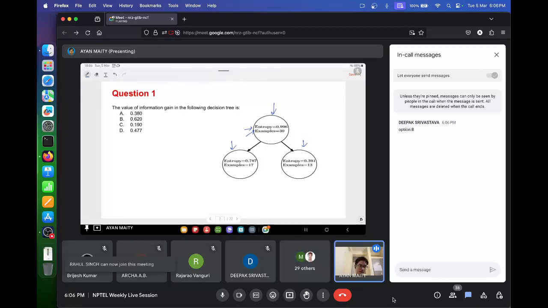Deepak Srivastav is saying option B. Shruti is also saying option B. Anyone else? Vasudev Chauhan is also saying option B. Mriduvan Shah is saying B. Tanishq Badiyal is saying B. So all of the answers in the chat are option B.